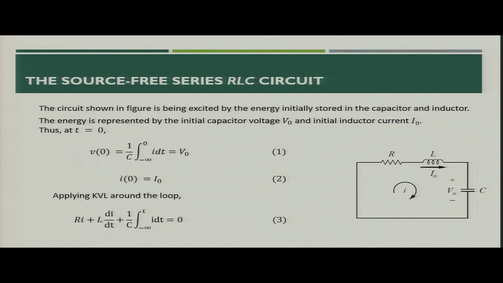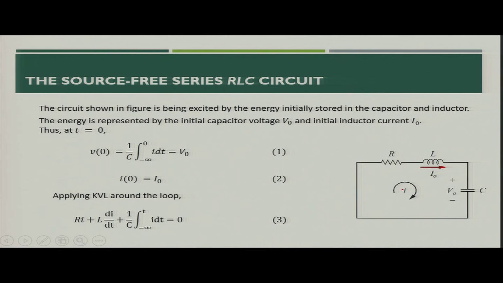Now, let us first take the case of a source free series RLC circuit. We will try to find the solution of circuits which are a series combination of R, L and C without any source. We assume that there is some initial current flowing through the inductor with value I naught, and the capacitor is initially charged with some voltage V naught. These two would be considered as a source which provides current to the circuit.